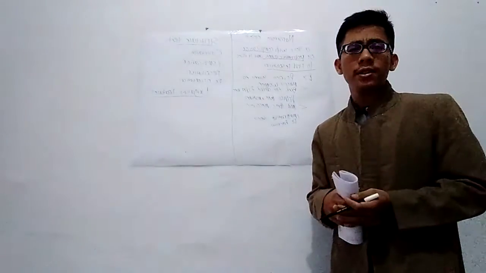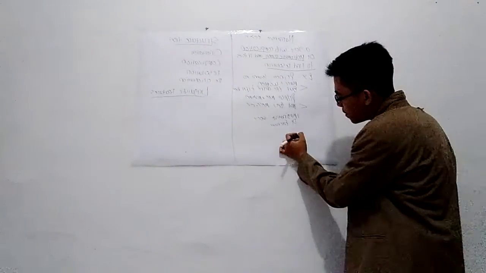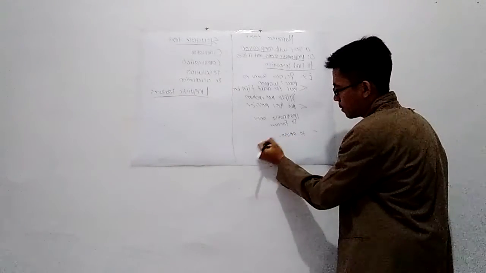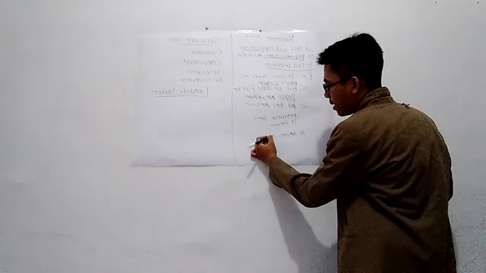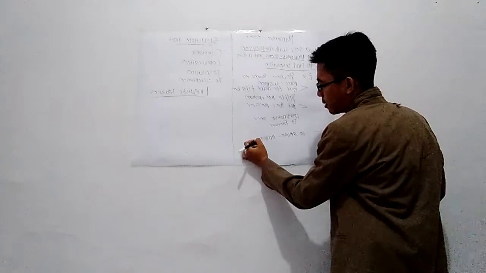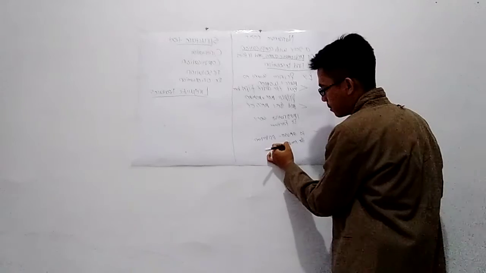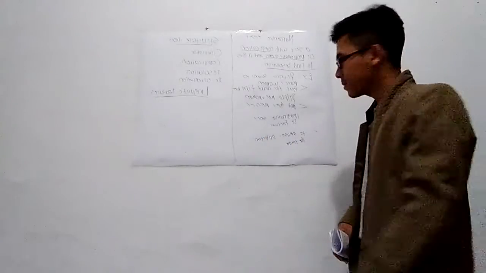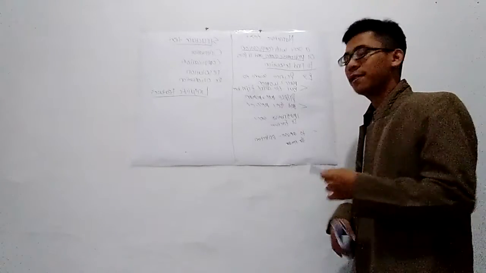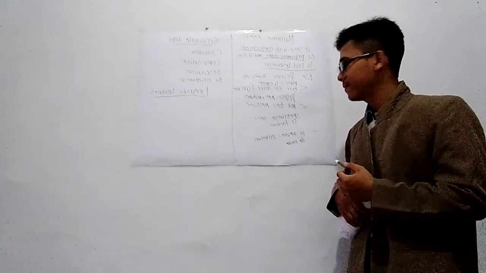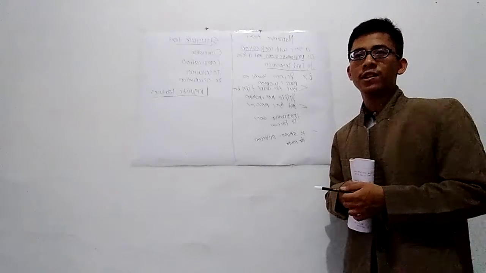What is the social function? What is the purpose of narrative text? The purpose of narrative text is to amuse or entertain the reader with the story. That is the social function of narrative text. Okay, is that clear?